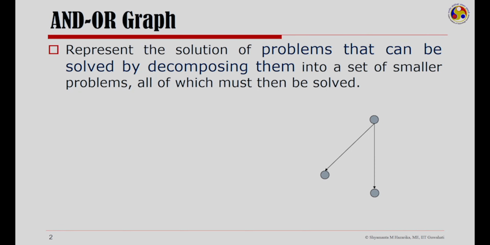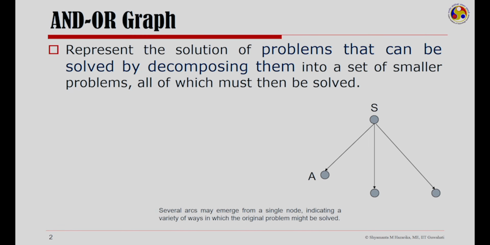Let us say we have a problem S that could be solved by either going to A or by B and C together. It is interesting to note there that several arcs may emerge from a single node, indicating a variety of ways in which the original problem might be solved. In this example here, S could be solved if I have solved A, or it could be solved by solving B and C, both of them.